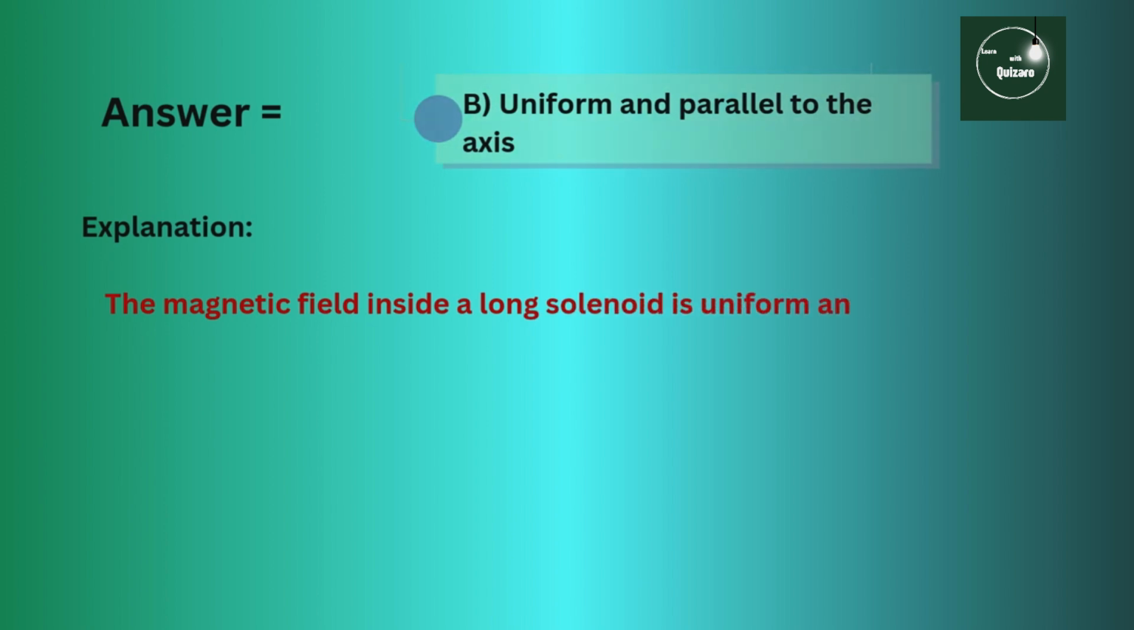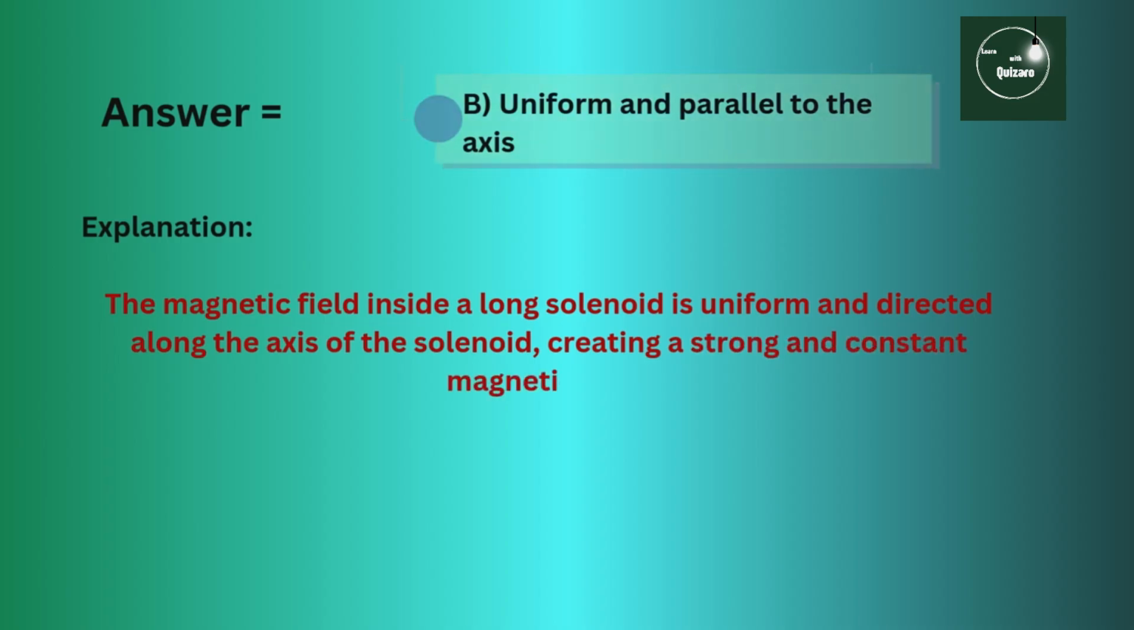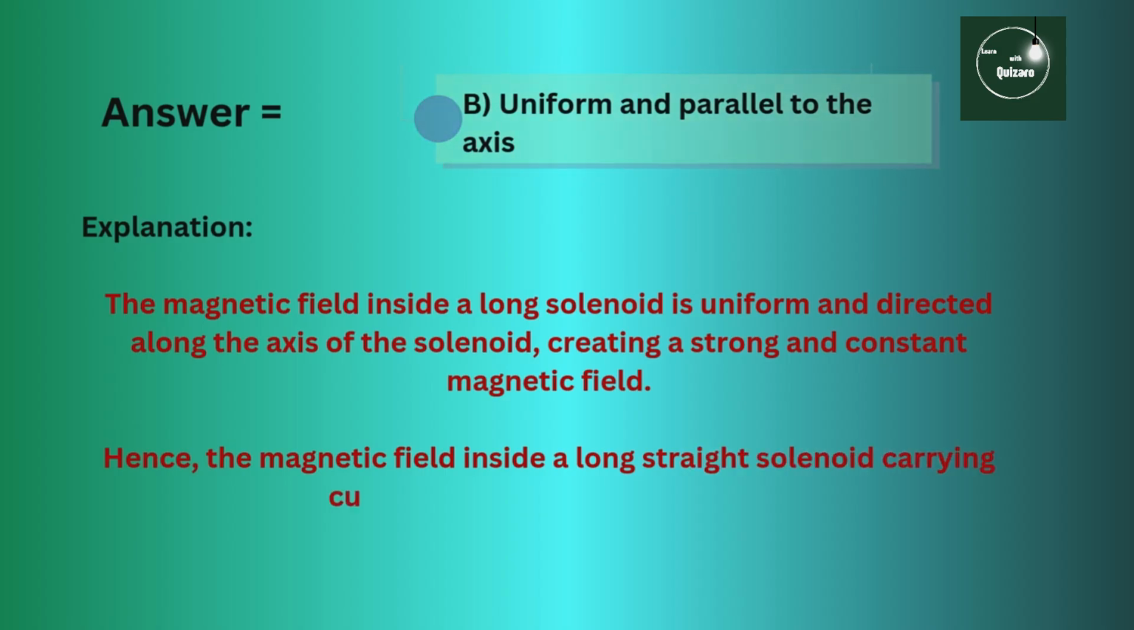Answer is B. Uniform and parallel to the axis. The magnetic field inside a long solenoid is uniform and directed along the axis of the solenoid, creating a strong and constant magnetic field. Hence, the magnetic field inside a long straight solenoid carrying current is the same at all points.